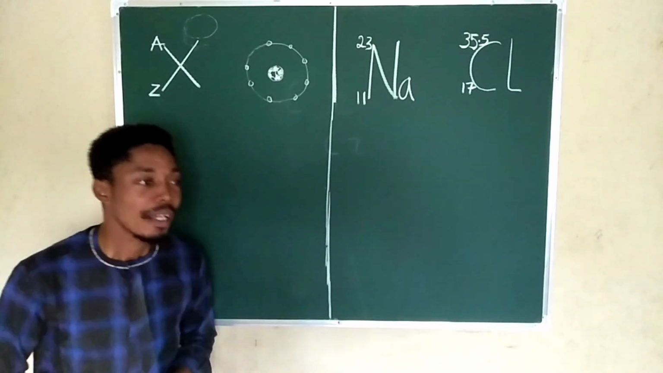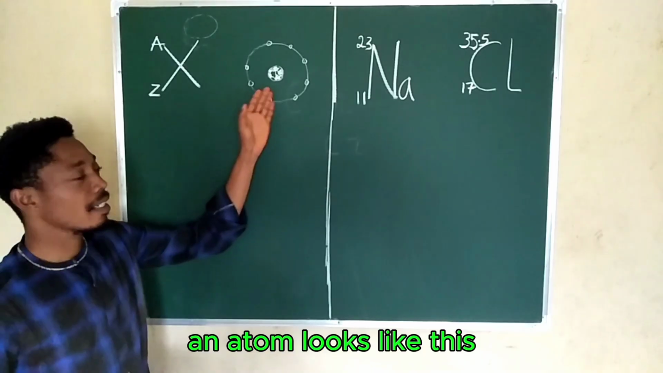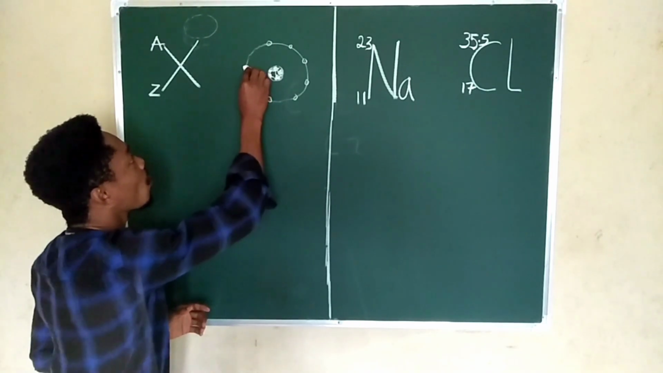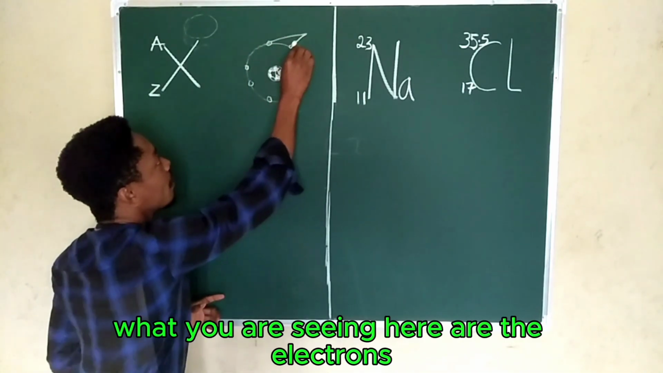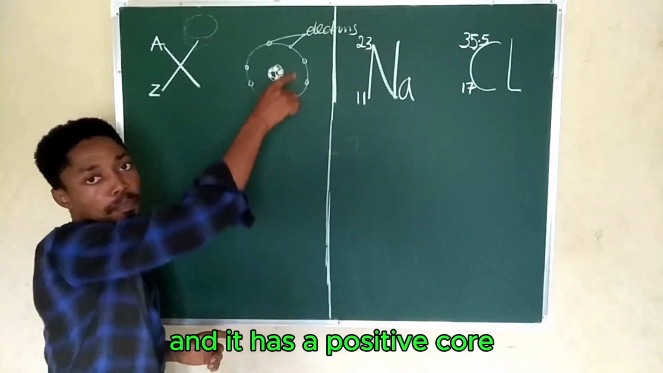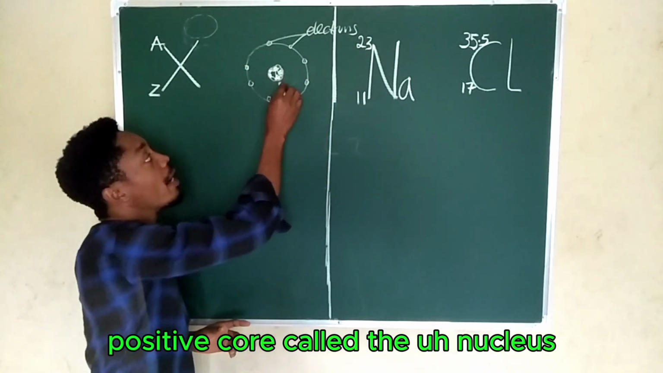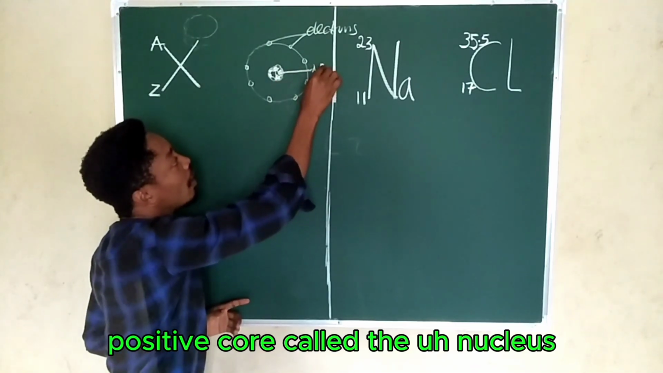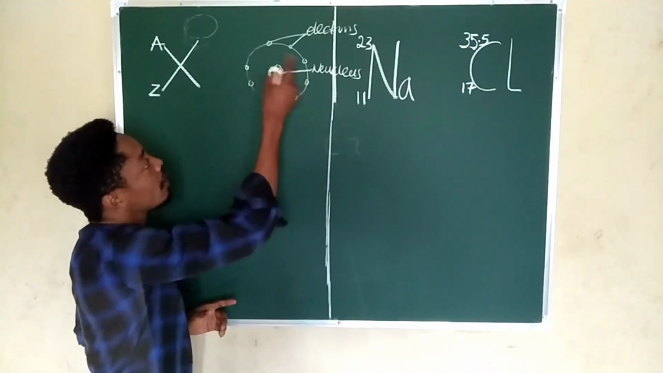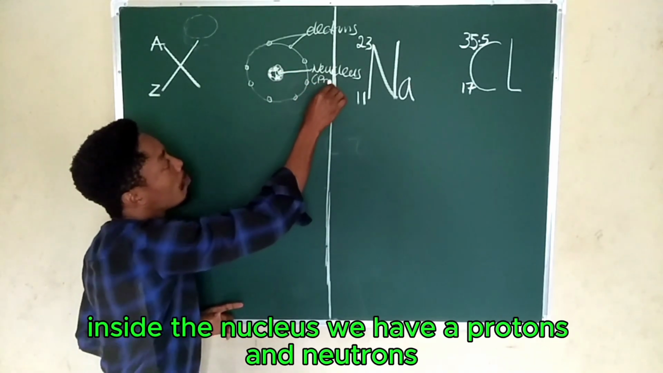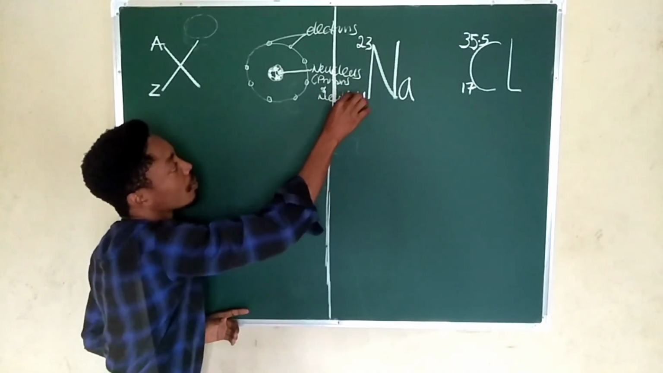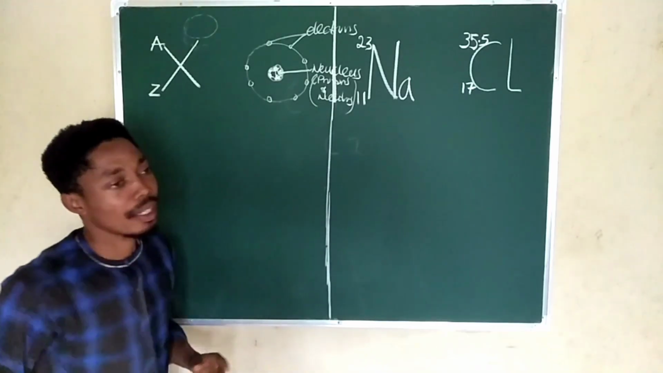We begin. An atom looks like this when viewed through a very powerful microscope. What you are seeing here are the electrons, and it has a positive core called the nucleus. Now, inside the nucleus, we have protons and neutrons. Protons and neutrons inside the nucleus.